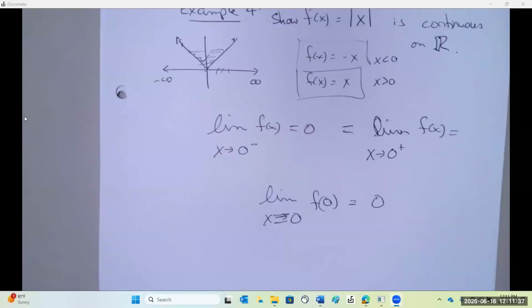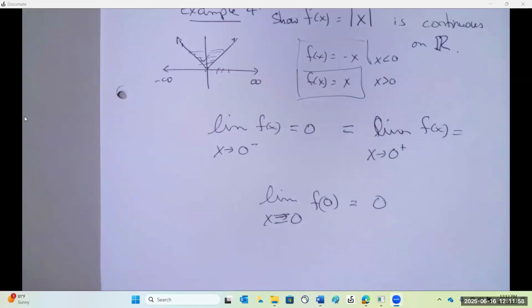What's interesting is we see it's continuous on the entire domain of the function. But we're also going to see later on that the absolute value function has other limitations when it comes to differential calculus. We may not be able to take it.